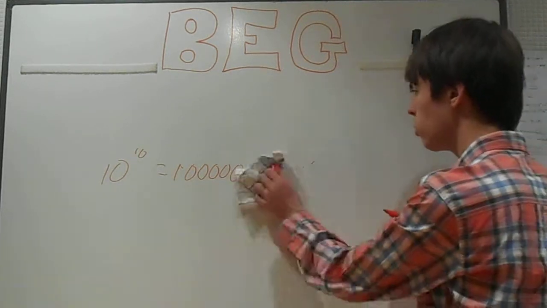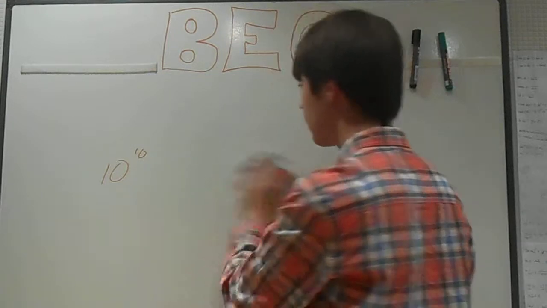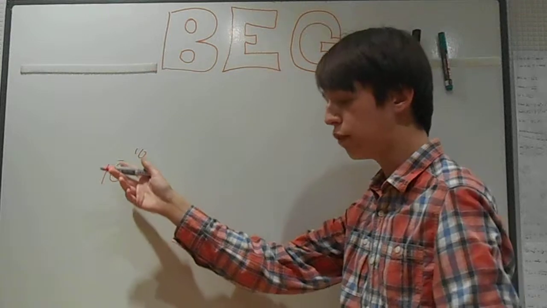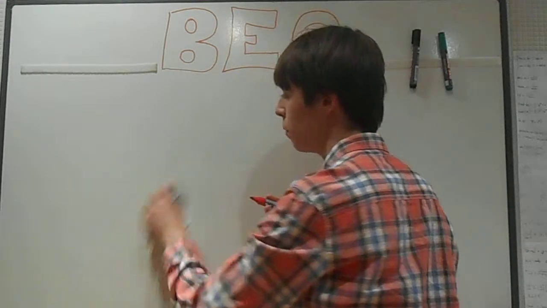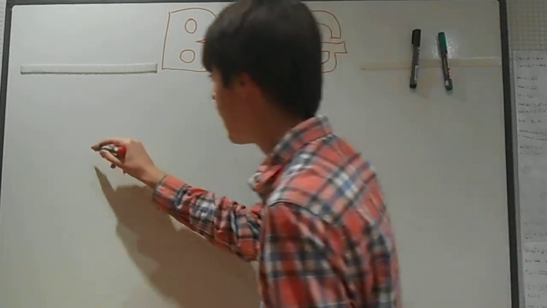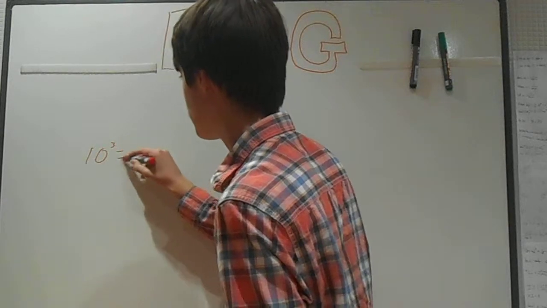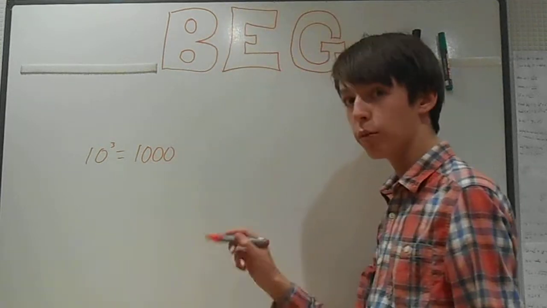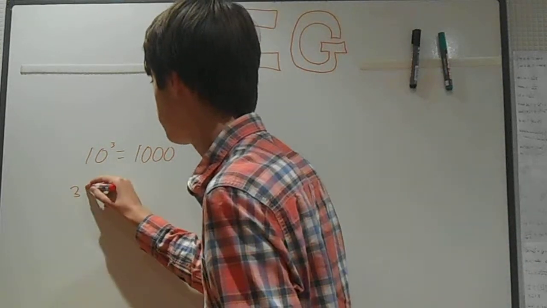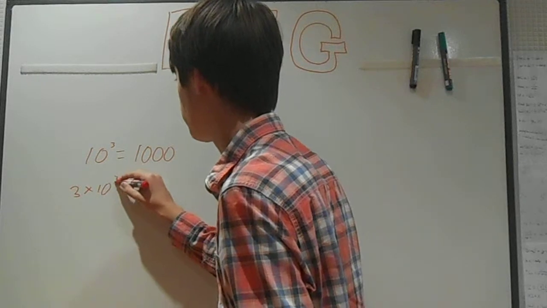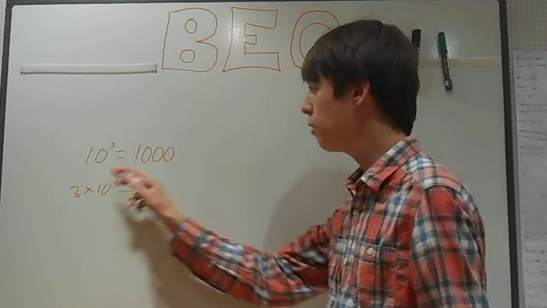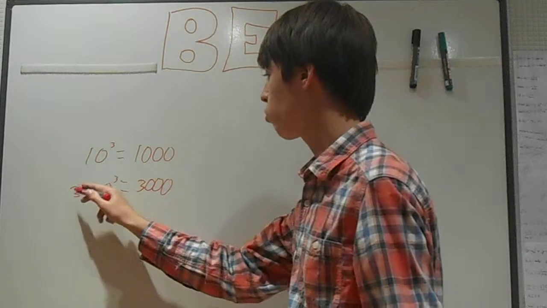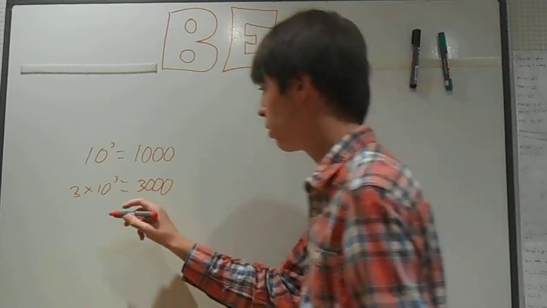Okay? And so you can write very large numbers in a very simple form here, just by writing 10 to whatever power you want, however many zeros there are. Okay? So we know that 10 to the 3 equals 1000, 1 followed by 3 zeros. What about if we had something like 3 times 10 to the 3? Well, that is equal to 3 times 1000 is 3000, okay? Or 3 followed by 3 zeros, okay?